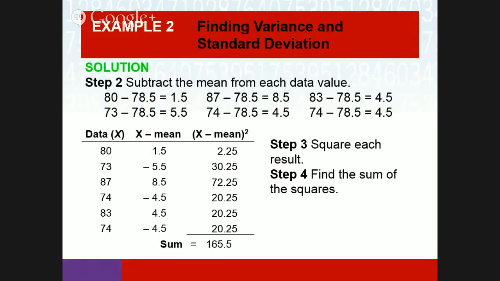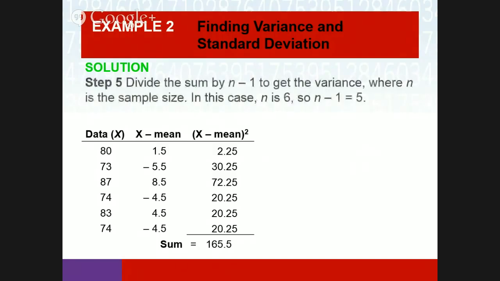Then you add up the sum of the difference of all the data points and the mean squared, and divide by, what number are we going to divide by here? N minus 1, and n is 6, so 5, right? That will give us variance. It's a number that doesn't really tell us much. It says 33.1.